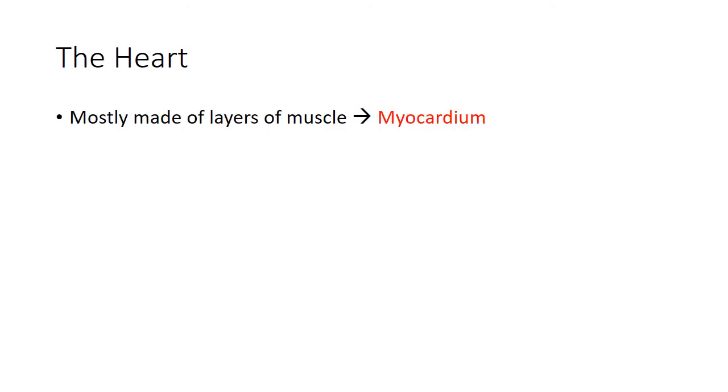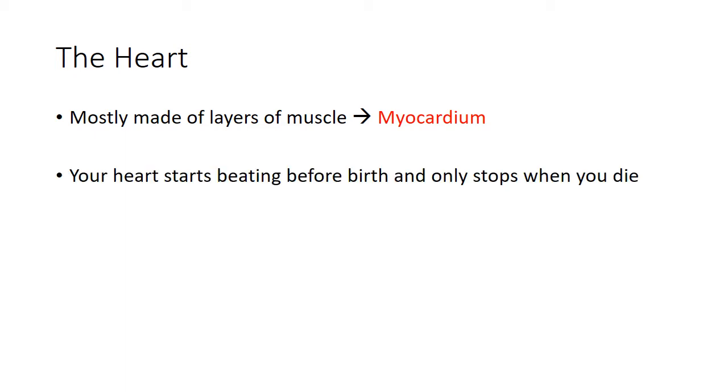The heart. The heart is mostly made of layers of really strong muscle called myocardium. Myo means muscle, cardium means heart. Simply heart muscle. Your heart starts beating before you're born and only stops when you die.